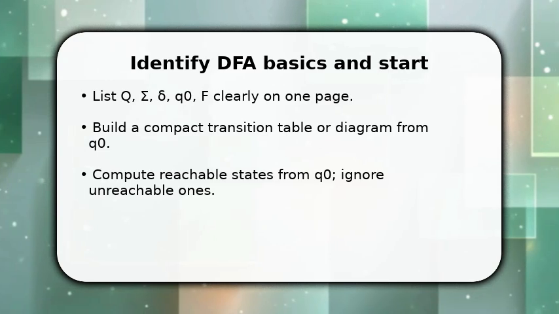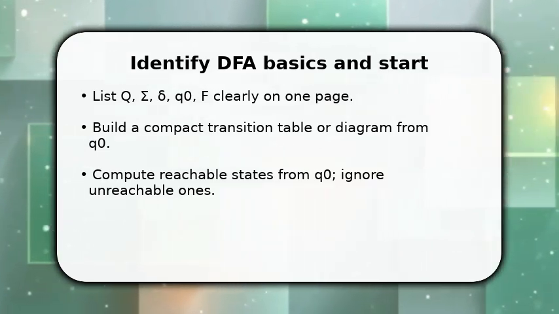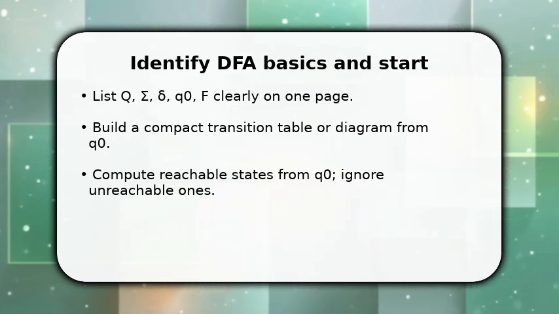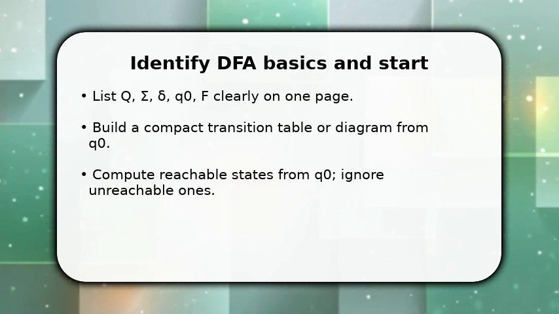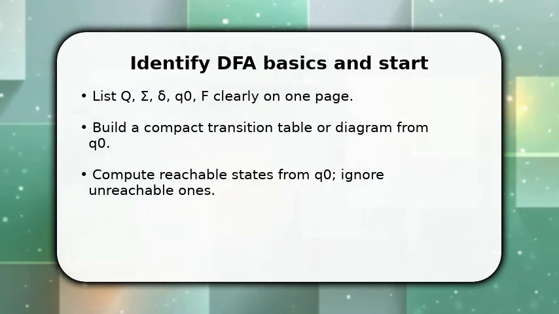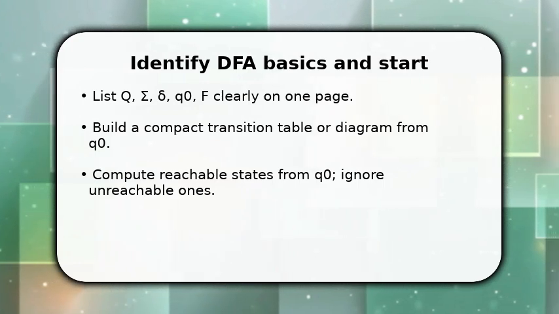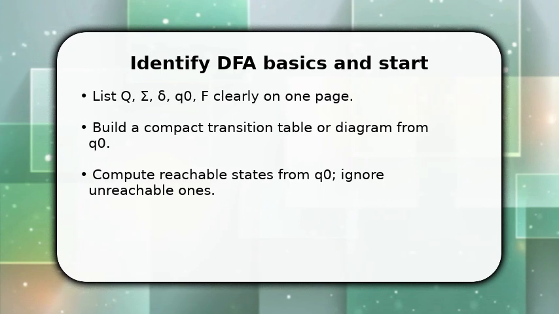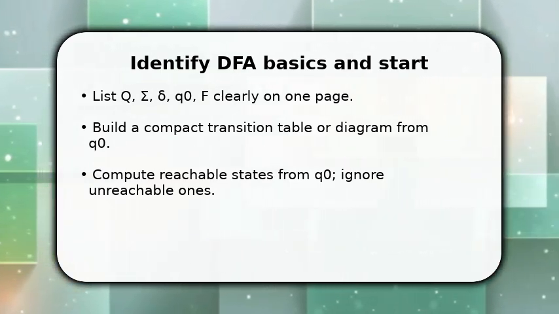You begin by listing the DFA components: states Q, alphabet sigma, transition delta, start Q0, and accepting set F. Next, immediately draw or tabulate delta from Q0 so you can follow moves quickly. Once done, perform a reachability sweep from Q0 and remove unreachable states. This reduces clutter and prevents false language observations.